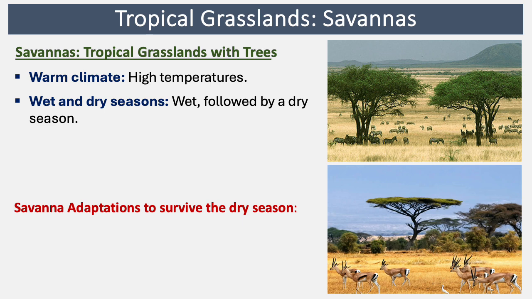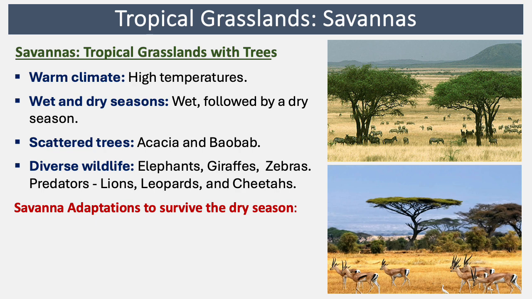These grasslands are home to a wide variety of animals like giraffes, elephants, zebras, and predators like lions, leopards, and cheetahs. Many plants and animals in the savannas have adapted to survive in the dry season. Plants develop deep roots to reach water, store water in their tissues, and have thick bark to resist fire.